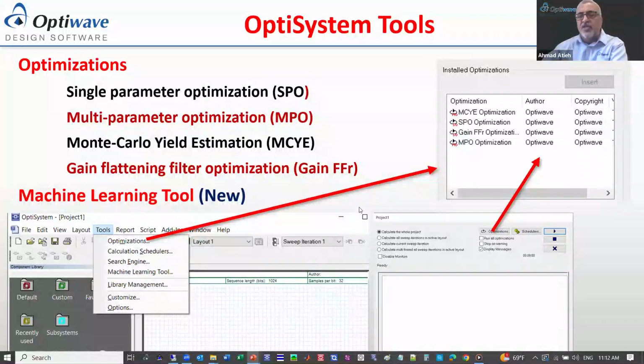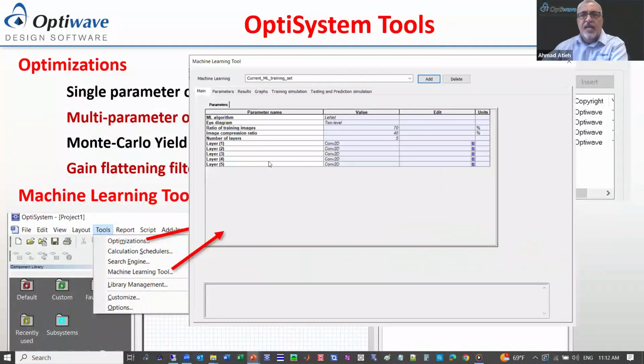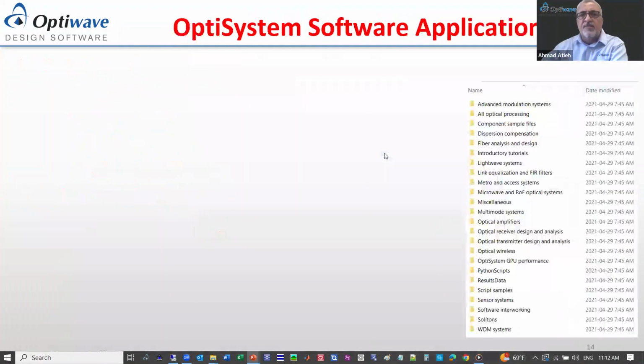as doing predictions. So you can load, let's say, an eye diagram or certain images, and then you can predict the performance of the system in terms of length or any condition you train the system on. As you can see, this is the machine learning tool added into the OptiSystem.